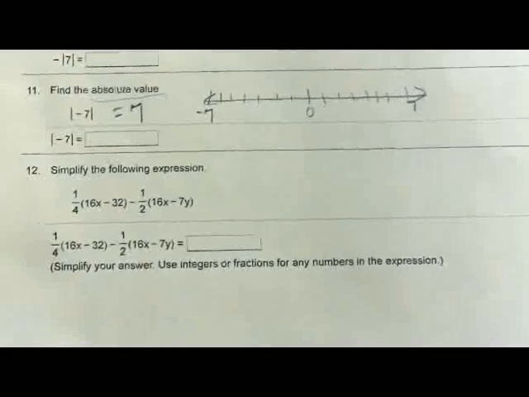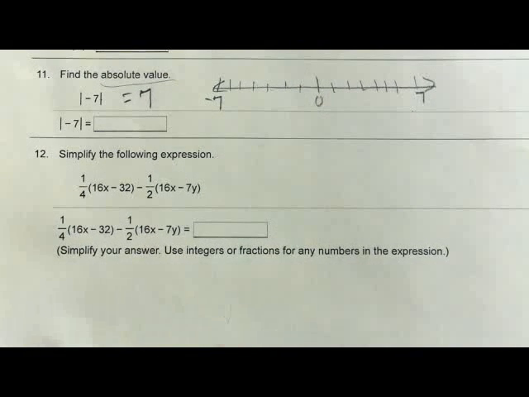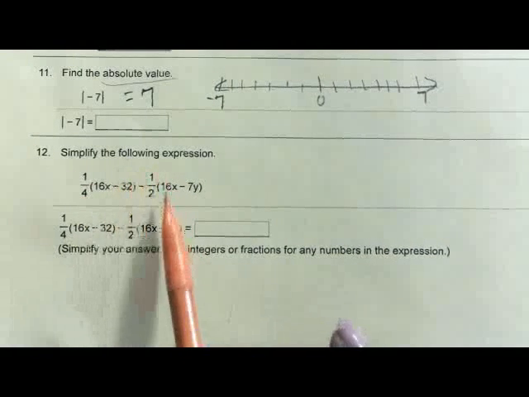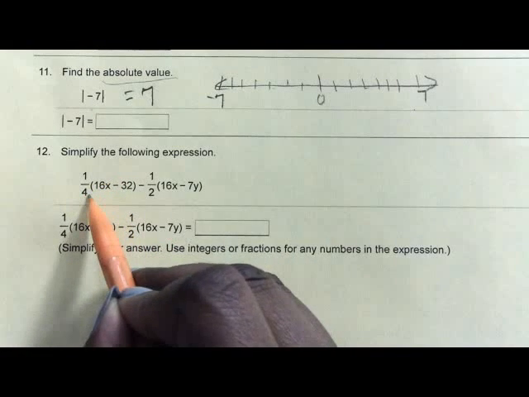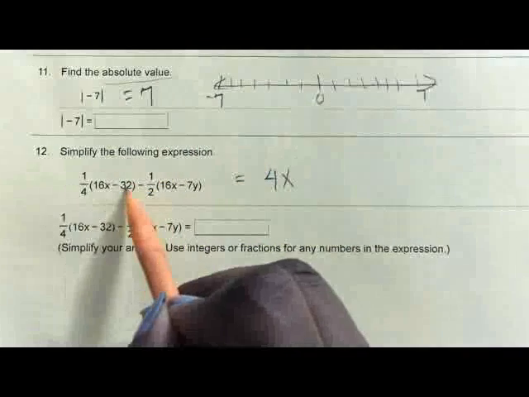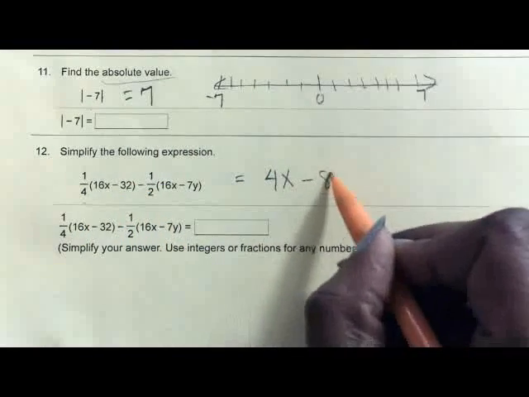And this last one, number 12. Simplify the following expression. So this 1/4, and we're distributing it to both of these numbers. So it's 16 divided by 4, 4. And then negative 32 divided by 4, negative 8. All right.